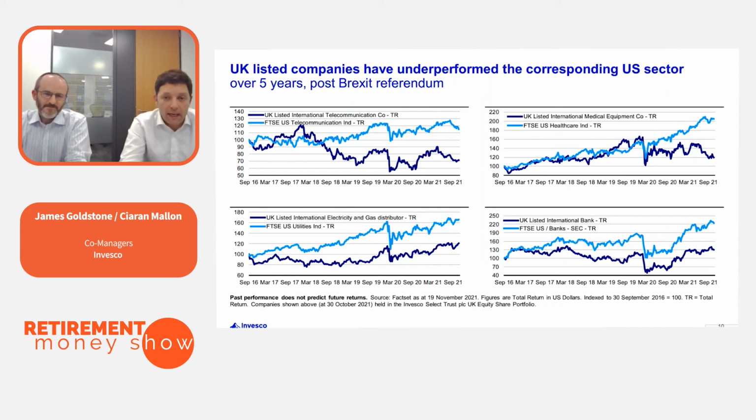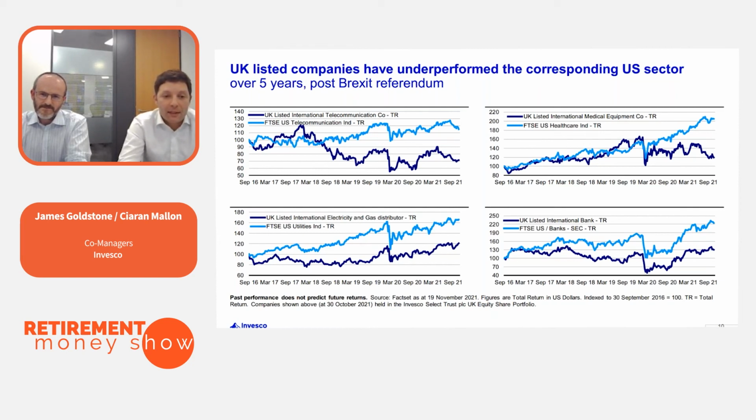And if you look here, we thought, given it was December, we might give you a bit of a Christmas quiz. We've anonymized 4 companies that we hold in the portfolio. The companies that we hold are all the dark blue lines. So top left-hand side, international telecommunications company listed in the UK. You might guess that one. Top right-hand side, the dark blue line is an international medical equipment company listed in the UK. Bottom left, it's an international electricity and gas distributor, which we may already have mentioned, is the dark blue. And in the bottom right is a bank, an international bank.